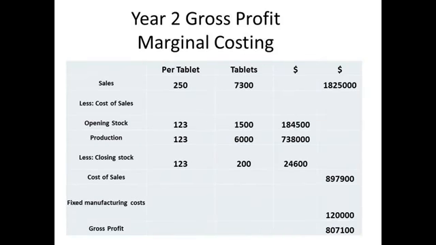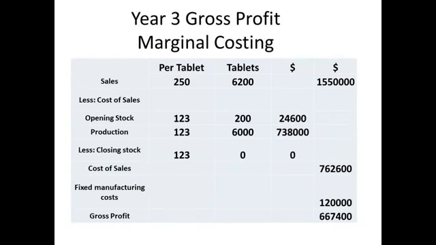In year 2, sales are $1,825,000 and cost of sales calculated at $897,900, and we must also take into account the $120,000 fixed costs again. This gives us a figure for gross profit of $807,100.